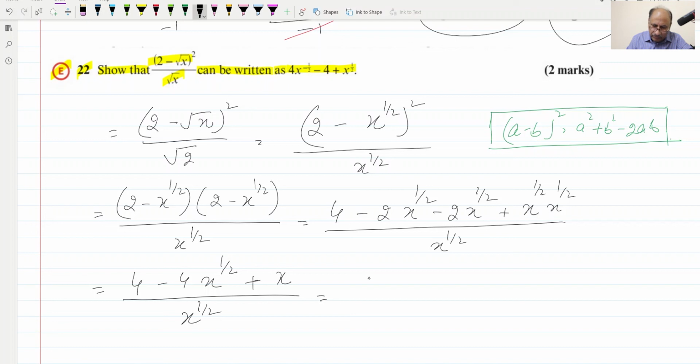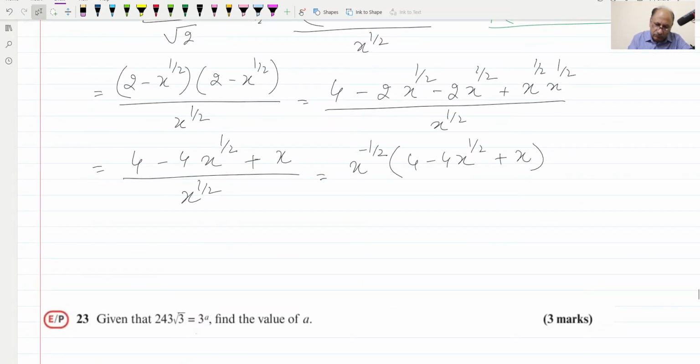Now we can rewrite it as x raised to the power minus 1 by 2 into 4 minus 4 x raised to the power 1 by 2 and plus x. So now we can multiply this inside the bracket, so it will be 4 x raised to the power minus 1 by 2 and minus 4 x raised to the power 1 by 2 minus 1 by 2, which will be x raised to the power 0, and plus this will be x raised to the power 1 minus 1 by 2.